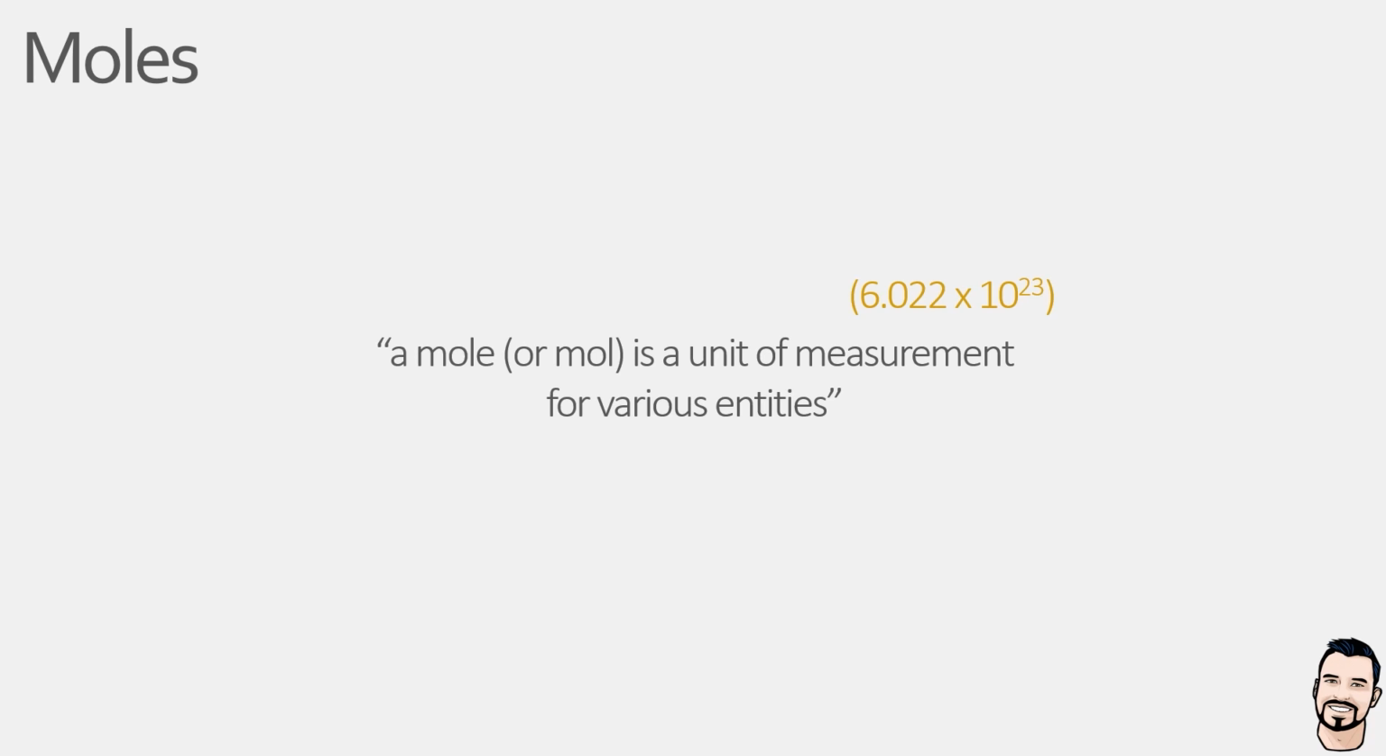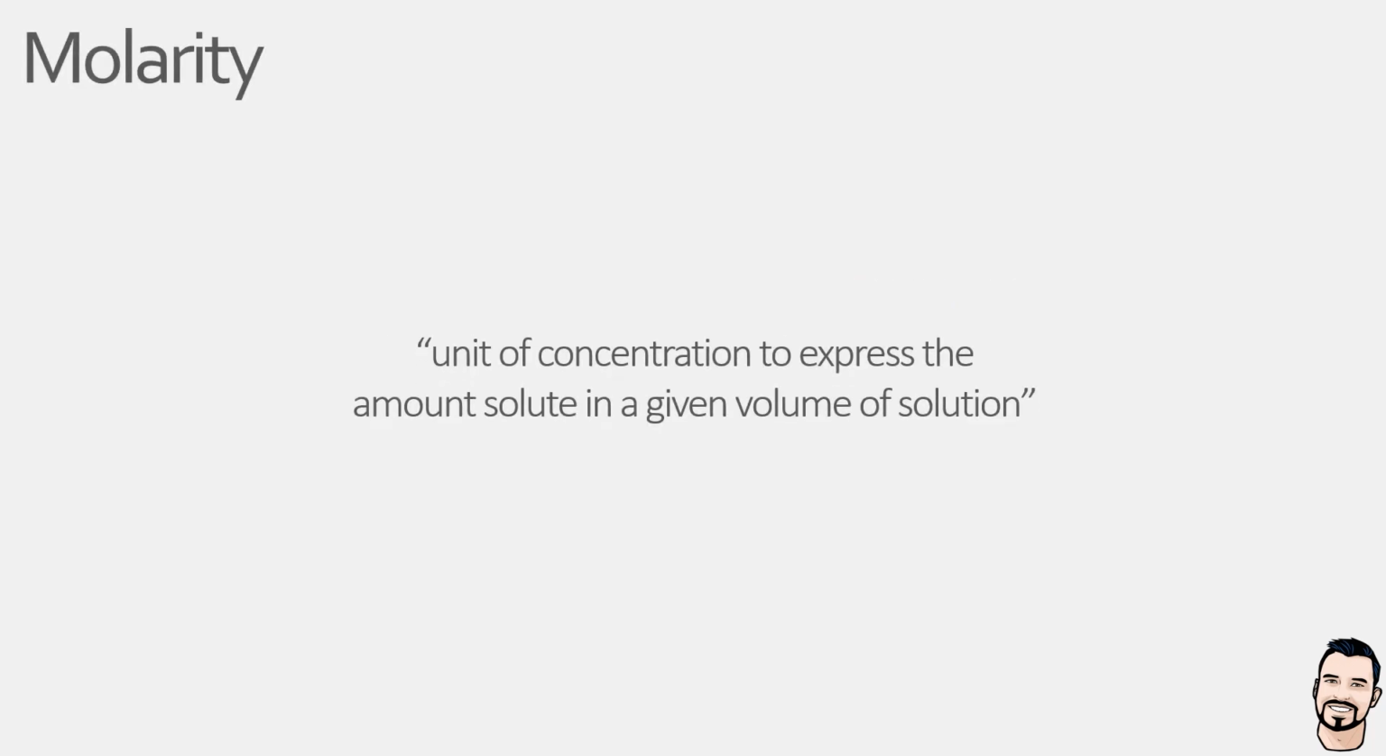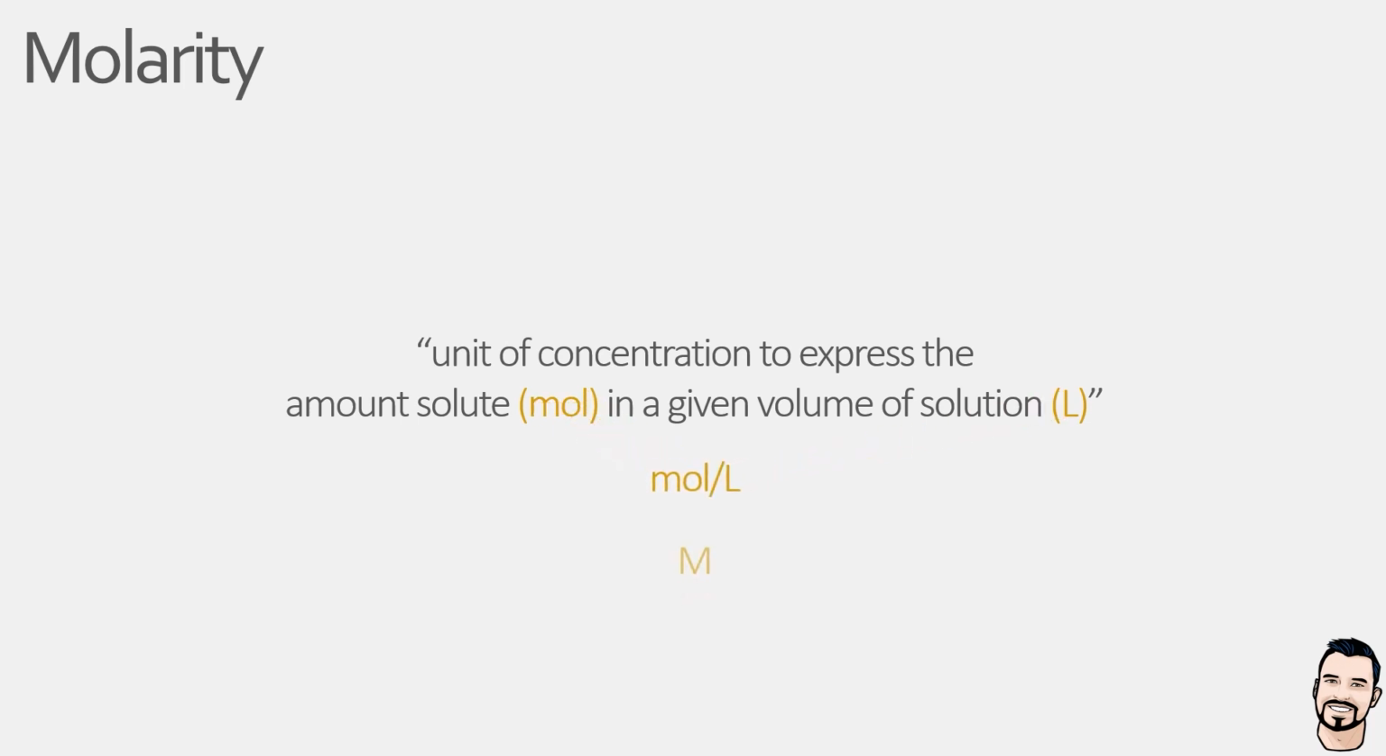However, if we want to look at the number of moles as a concentration, we use something known as molarity. Now, molarity is a very specific unit of concentration to express the amount of solute in a given volume of solution, and is essentially defined as the number of moles of solute per litre of solution, and is given the unit moles per litre. Now, this is commonly abbreviated to a capital M, meaning molar, and so a 1 molar solution is the same thing as saying 1 mole per litre.